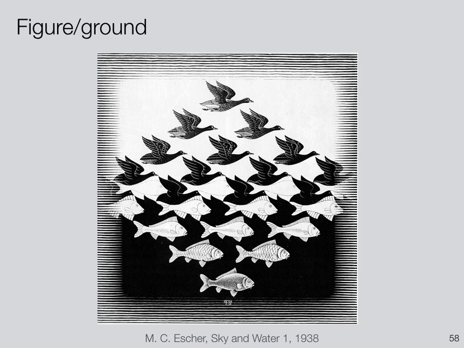So here we have the Dutch artist M.C. Escher playing with this figure-ground principle, with our perceptual need to separate foreground and background. And as you can see in this artwork, the fish and birds become the figure in front of the background formed by the respective other.